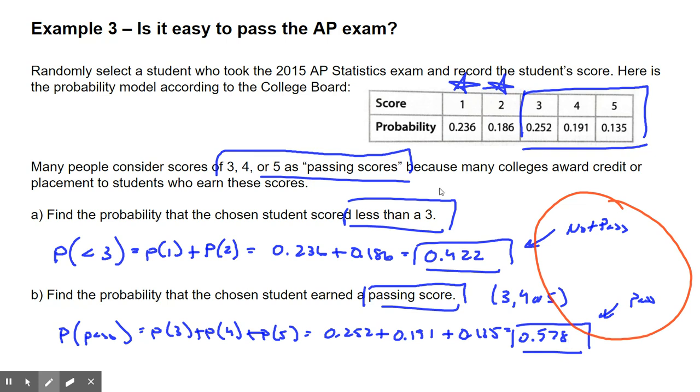We could have done 1 minus. We could have also done 1 minus the probability of getting less than a 3. 1 minus 0.422, which could have also gotten us 0.578. So there's sometimes more than one way to do the work. That's why math is beautiful, but also aggravating at the same time.